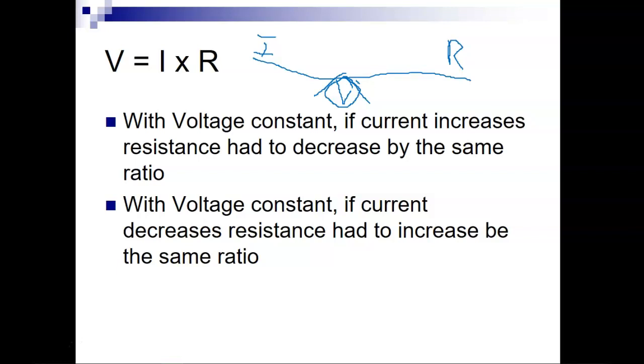So if I double my resistance, my current will be what? It'll be halved. If I double my resistance, my current will halve. If I double my current, my resistance will halve. Does that make sense? Because it's on a seesaw, one goes up, the other goes down. Does that make sense to everybody? All right.